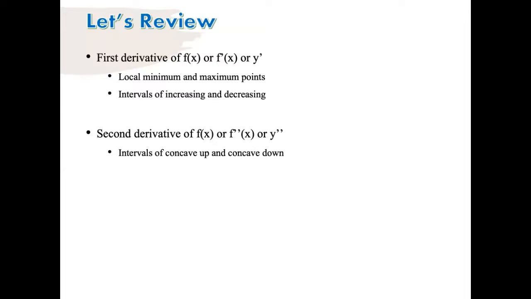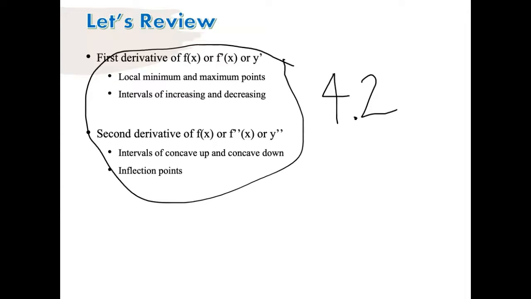From the second derivative, we can learn about intervals of concave up and concave down for the function f of x. And then between those, we have possible inflection points. All of that stuff we covered in 4.2 ad nauseum. And there's a little bit of it also in 4.3, but we put it all together with asymptotes.